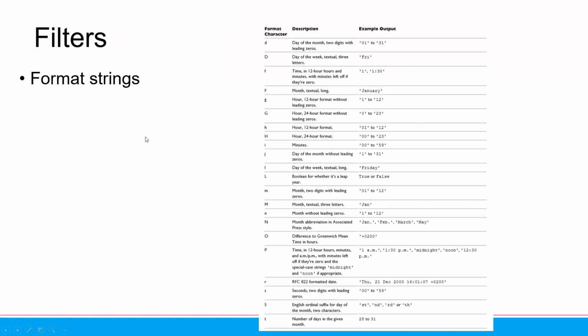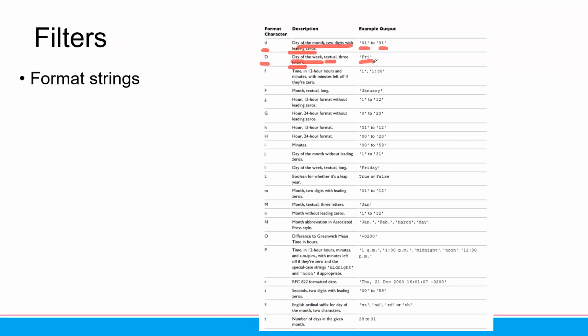So I just want to show how we can format the string. In this case, here we have D. Small d means the day of the month, 2 digits with leading 0, so 01 until 31. So this is the day for every day in the date. Big D means day of the week. It is the text and it contains 3 letters.